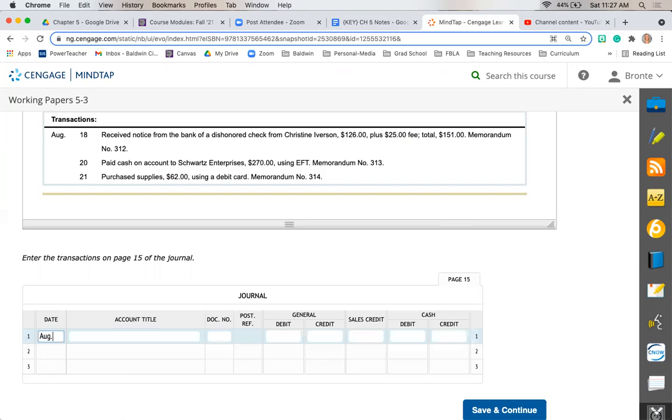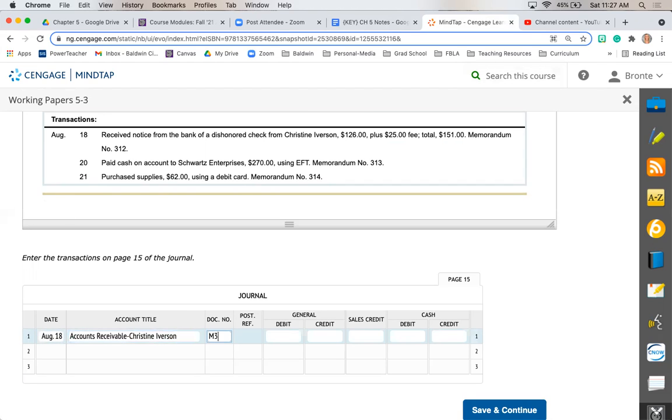So August 18th. Our account title: we don't want to foot this bill. It is not our fault that Christine wrote us an insufficient fund check. So we're going to charge that back to her accounts receivable account in the hope that eventually she'll come back and pay that debt. So accounts receivable, Christine Iverson. Our doc number is memorandum 312.